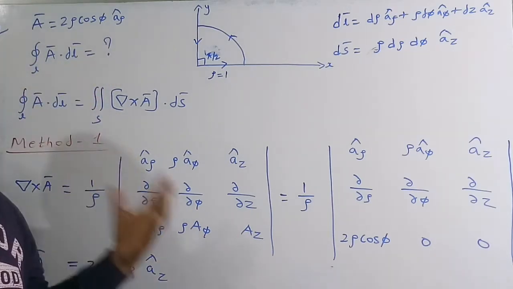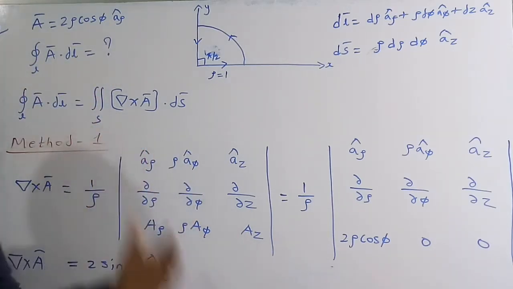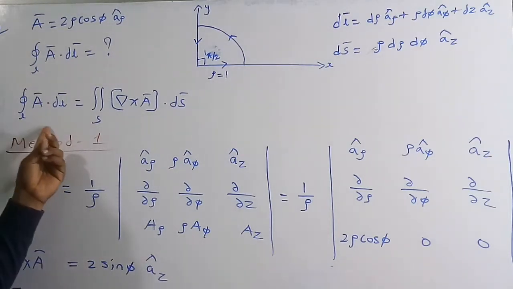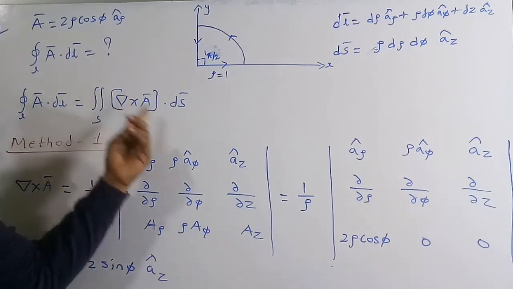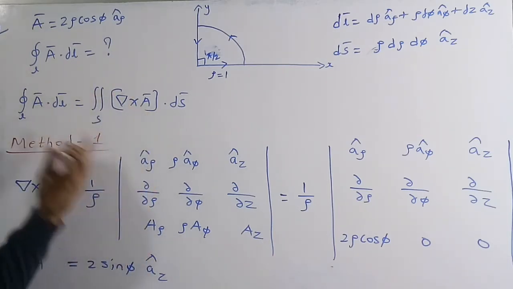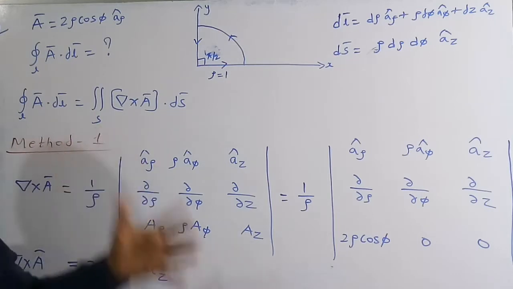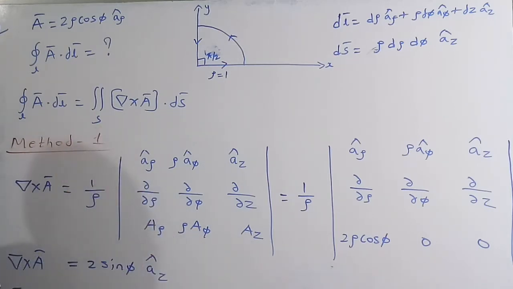Now we are going to do this question the same as the first question, which is based on the Stokes theorem: the closed line integral of A bar dot dl bar is equal to the open surface integral of curl of A bar dot ds bar. Therefore, I am going to use method 1 to solve this RHS. In method 2, I am going to solve the LHS, and both results will be the same. I am going to show you that also.